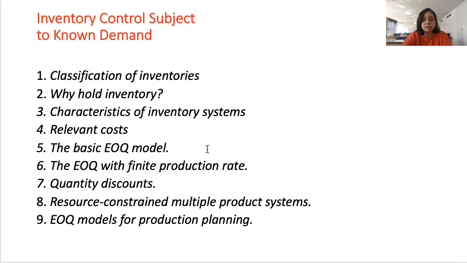Then we will see the EOQ with finite production rate. Then we will discuss what would happen if there are quantity discounts. And then we will see resource constrained multiple product systems. And lastly, we will discuss EOQ models for production planning.